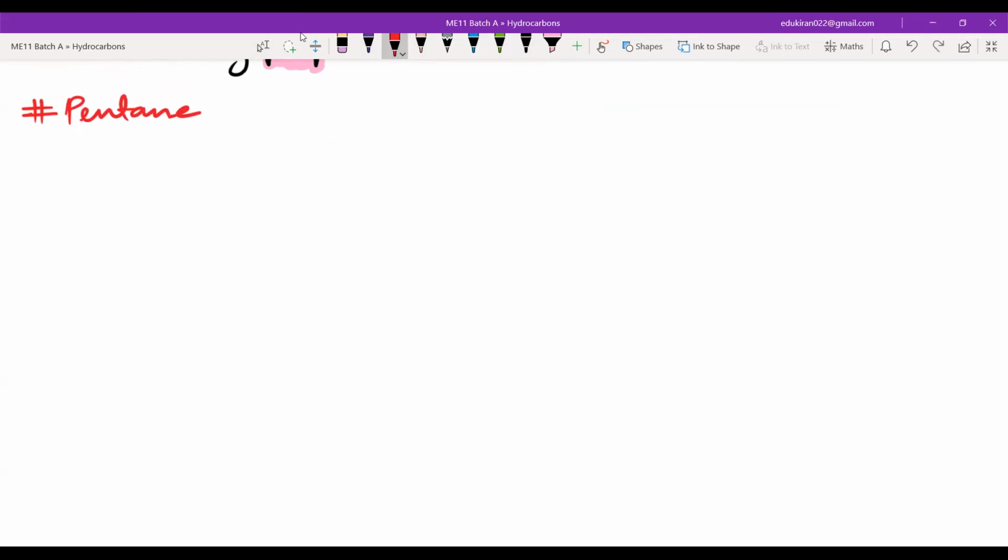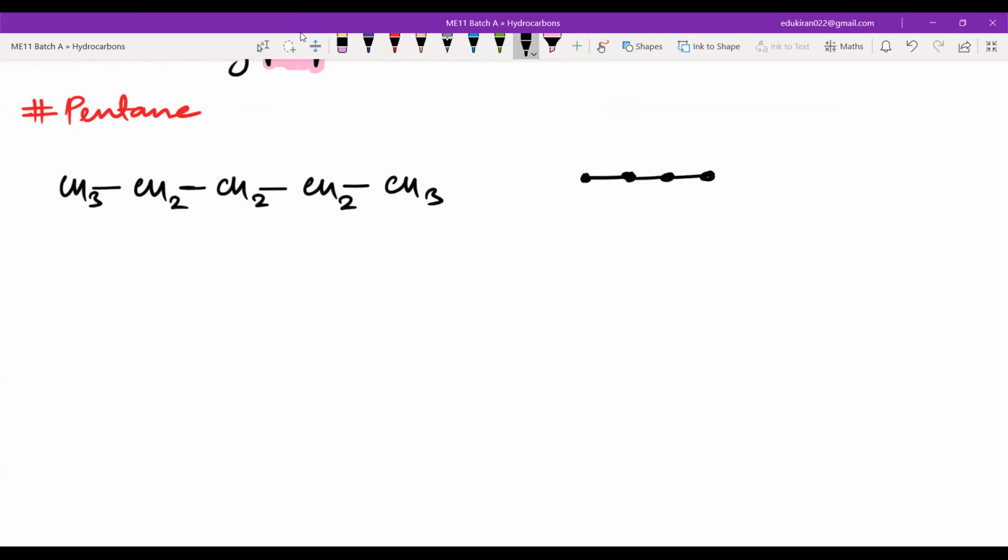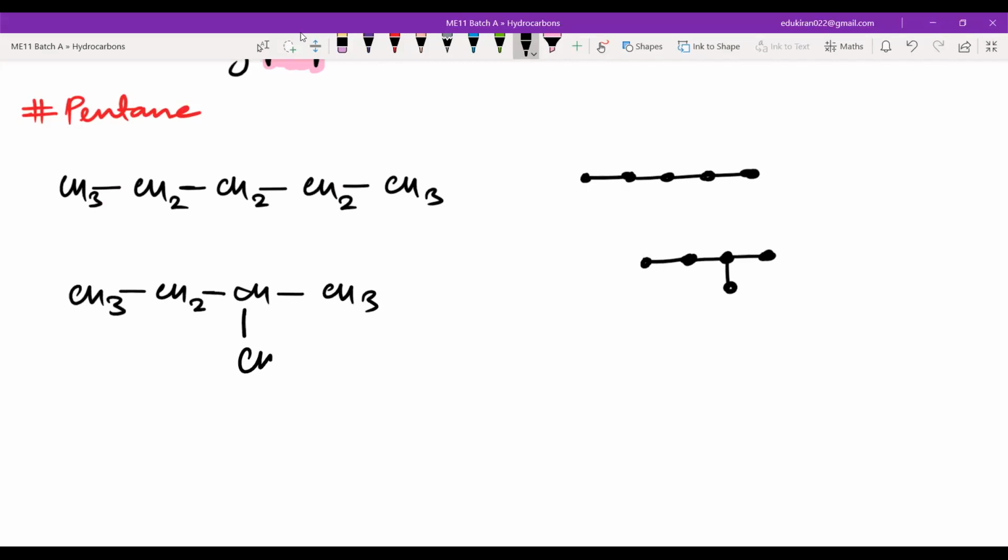So CH3, CH2, CH2, CH2, and CH3. So we have 1, 2, 3, 4, and 5. Obviously I can reduce the chain length. I can write 1, 2, 3, 4, and put one of the carbons here. To represent that, I will write CH3, CH2, CH, CH3, and here I will get a CH3 carbon, and this will be one of the isomers. So we are just rearranging the carbon atoms.